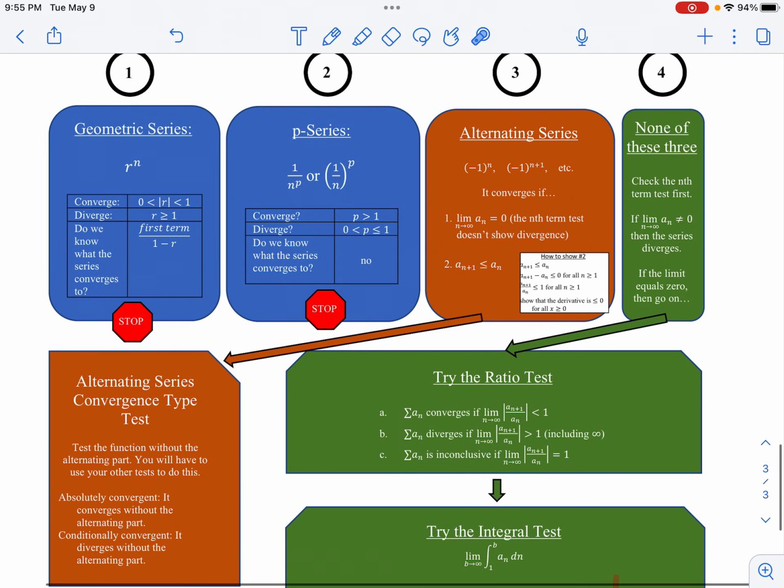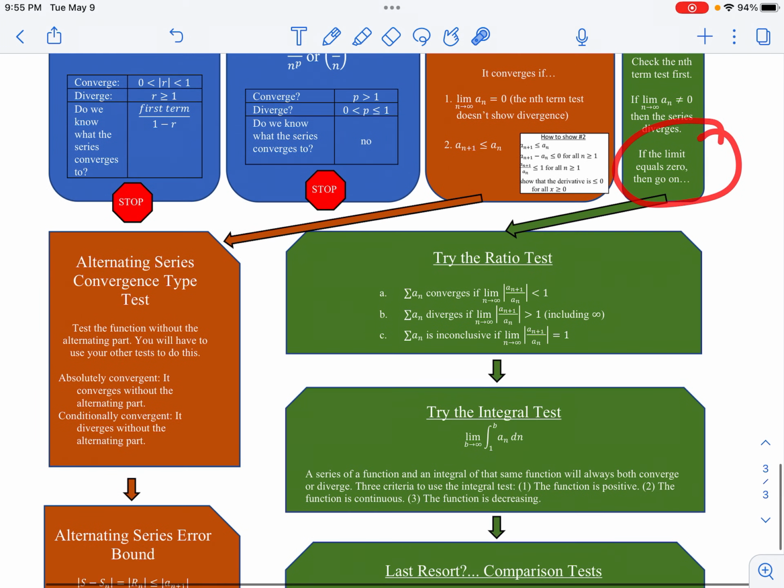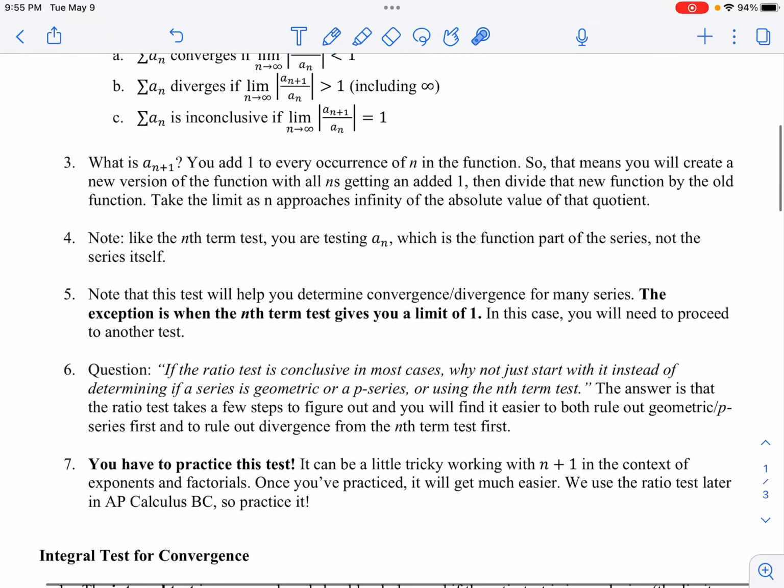So we're going to be in this circle 4 here. We don't have geometric, p, or alternating. The nth term test was inconclusive. So now we're starting to learn about other tests we can do. And we're going to start with one called the ratio test.